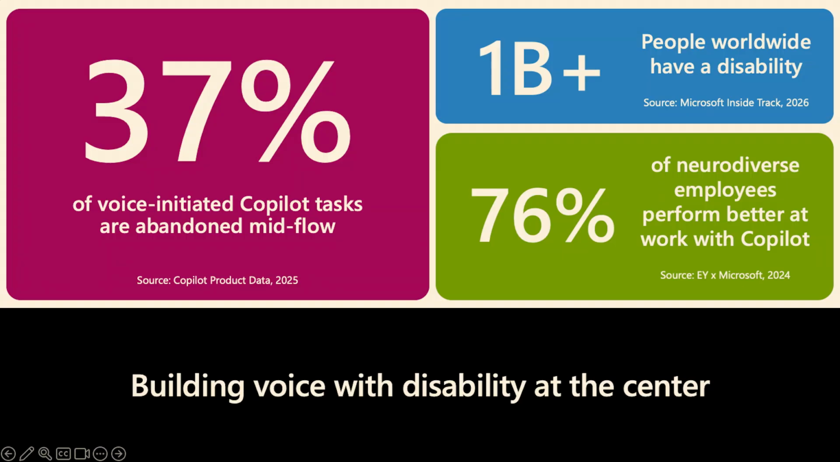We have some good news and some bad news. We have, of course, over 1 billion people with disabilities. That's a giant number. We've had a great number, 76% of neurodiverse employees perform better work with Copilot. And Microsoft has a Copilot in GitHub too, so this is across all the Copilot flavors, which is great. That's great news. It's really helping people internally actually get things done. But then we have this other stat over here, 37% of voice-initiated Copilot tasks are abandoned mid-flow. So there's obviously some things that are working well with AI, maybe some things that aren't working as well with AI.